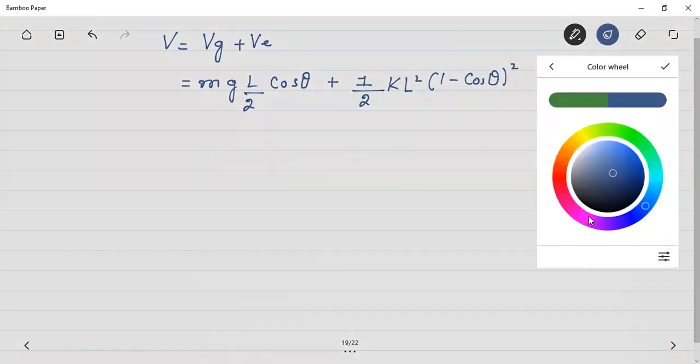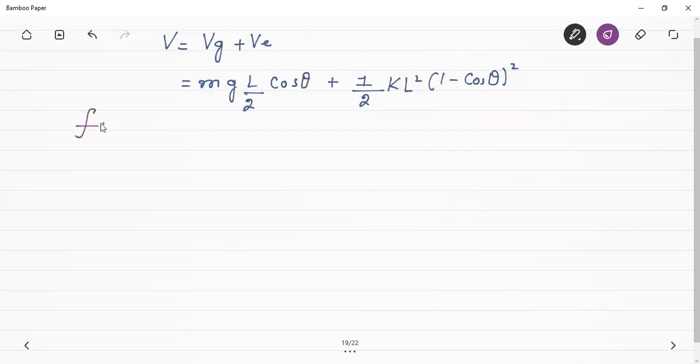Also we know that for equilibrium, dV by d theta, that is the first derivative of the potential function with respect to any independent coordinate, should be zero. Now see here, this theta is enough to determine every position or every configuration of the system. Therefore, it is a single degree of freedom system. So once we have established the potential function in terms of the independent coordinate, after that it's only the calculus portion.